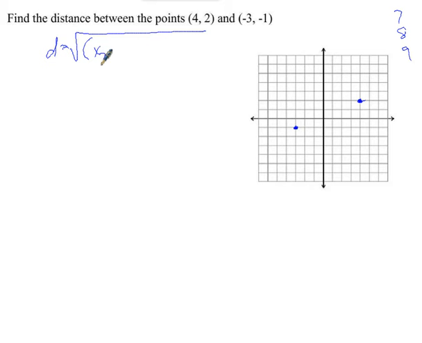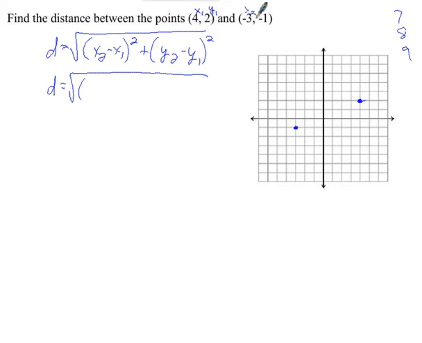Okay, x2 minus x1. Whoa, wait. Squared. Don't forget to square it. Okay. All right, now what do we do? Okay, plug everything in. So we have square root, and what am I going to write? So let's stop. Let's call this x1, y1, and that makes this? Okay, that's just in case you get lost. Now you're not going to mix them up. You're not going to get confused.